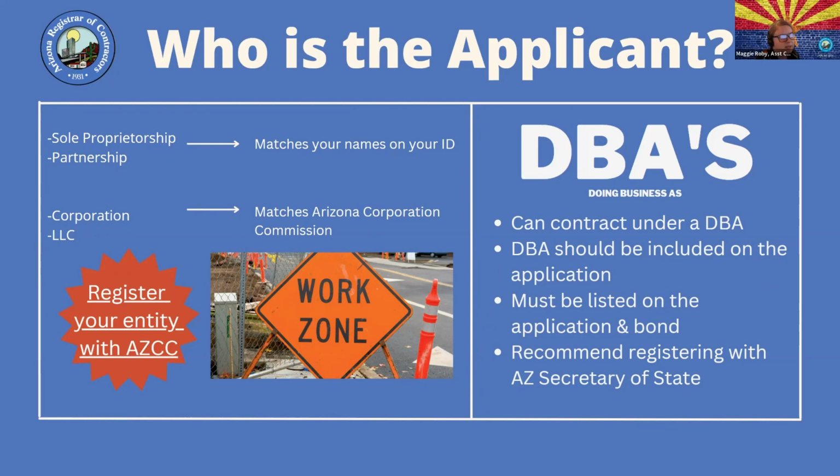Your license can have a DBA. You can contract under that DBA. That DBA needs to be included both in your application and on your bond. On the application, it's going to be on the first page, and it also needs to be included under the principal name on your bond. We do recommend that you register your DBA with the Secretary of State, but it is not required.